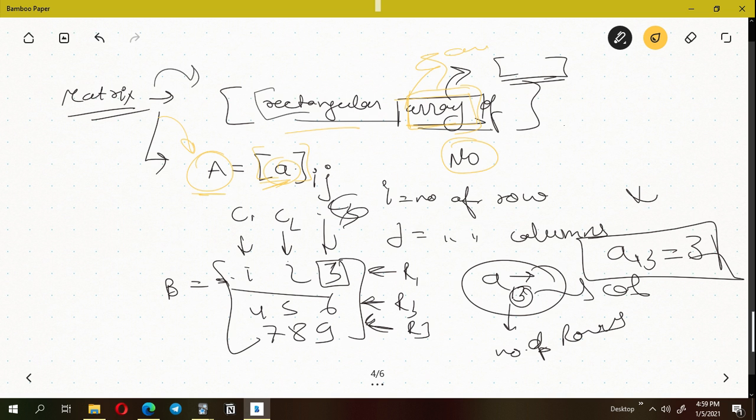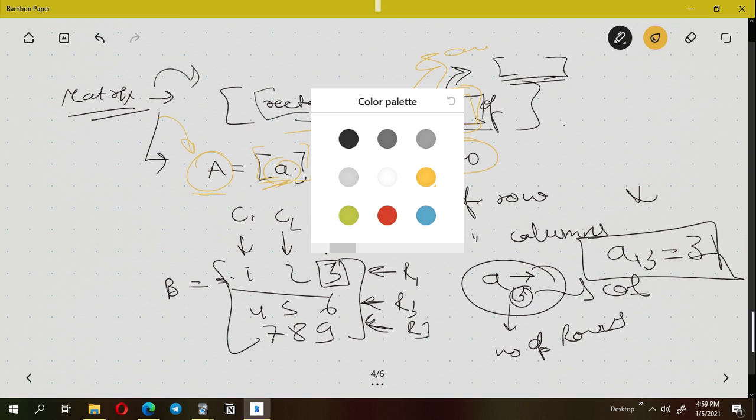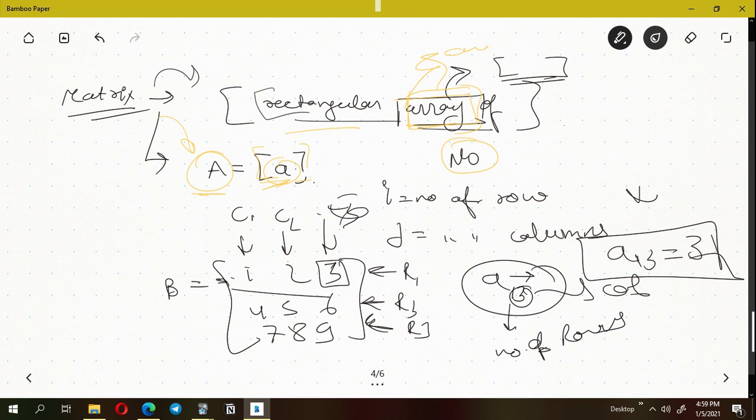So it's going to be like a_ij, m × n. Here ij is the identification of that element, or the location of that element in the matrix, and m × n is the order of a matrix, where m is the number of rows and n is the number of columns.